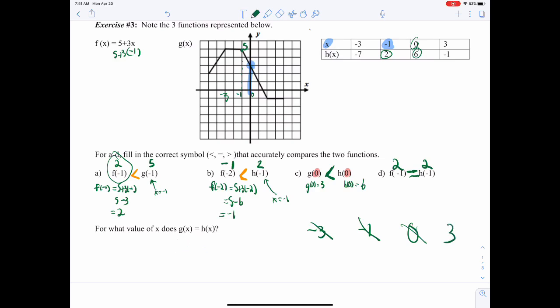h of 3, well, based on the chart, it's going to equal -1, because that's our x number, the 3 is. And g of x, when 3 is right here, so you hit the point right there, and that is -1. So they're both equal to each other when x equals 3. They both have a y value of -1.